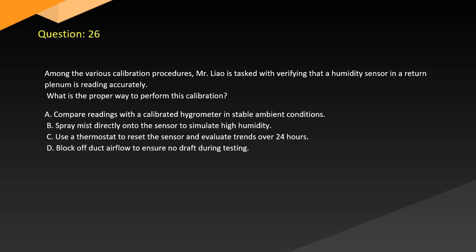Question 26. Among the various calibration procedures, a technician is tasked with verifying that a humidity sensor in a return plenum is reading accurately. What is the proper way to perform this calibration? A. Compare readings with a calibrated hygrometer in stable ambient conditions. B. Spray mist directly onto the sensor to simulate high humidity. C. Use a thermostat to reset the sensor and evaluate trends over 24 hours. D. Block off duct airflow to ensure no draft during testing.